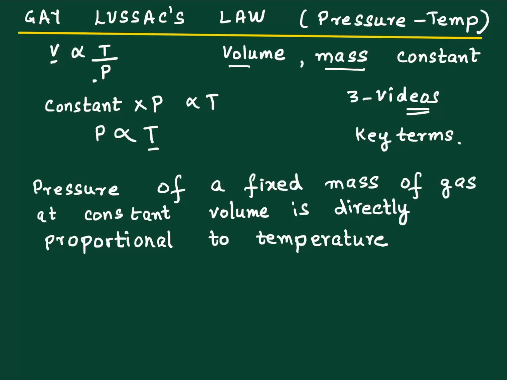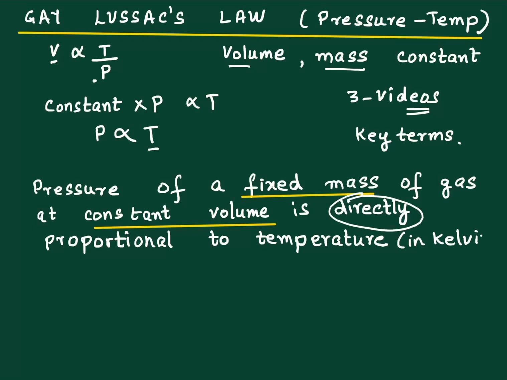Check. Have you got it right? Pressure of a fixed mass. So the first key term that you have to remember is the fixed mass of gas at constant volume. And what type of relation do they have? Yes, it's a direct relation to the temperature in the absolute scale or in Kelvin, right?